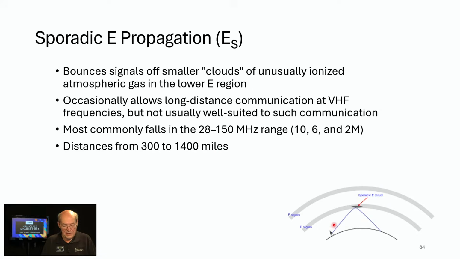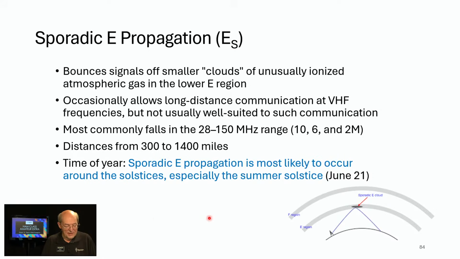And this would be coming down. Remember we saw the skip happening like this, for example? Well, sporadic E can cause signals to come down in the skip zone. That might be how I talk to Georgia, for example. We don't really know. When is this happening? Well, sporadic E propagation is most likely to occur around the solstices, especially the summer solstice, June 21st.